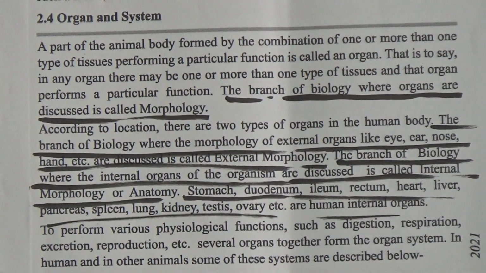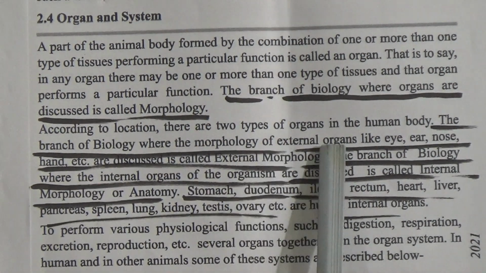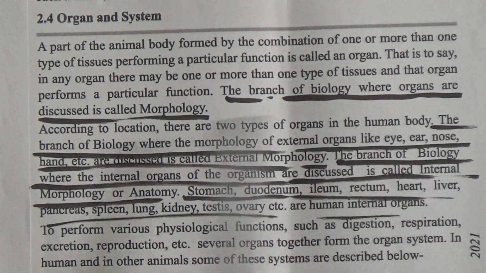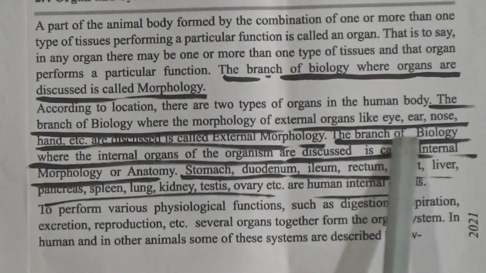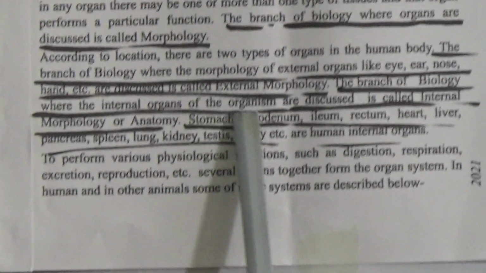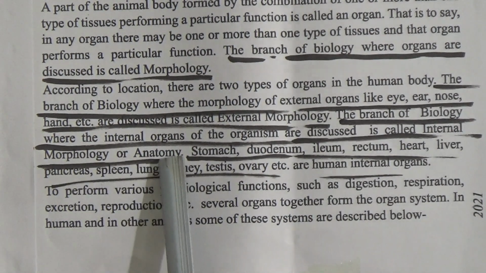So, what is morphology? The branch of biology which discusses different kinds of organs is called morphology. Morphology has two branches: one is external morphology and the other is internal morphology. The branch of biology where external organs like our eye, ear, nose, head, etc. are discussed is called external morphology, and the branch where the internal organs of the organism are discussed is called internal morphology or anatomy.